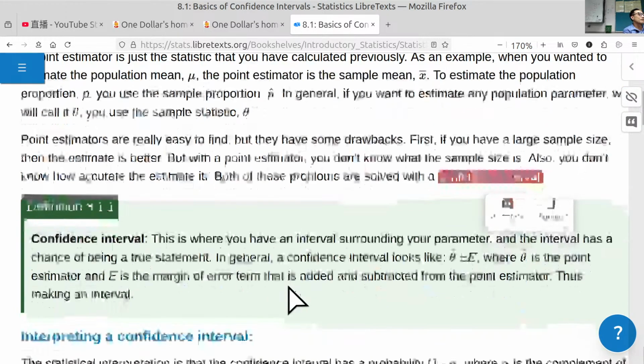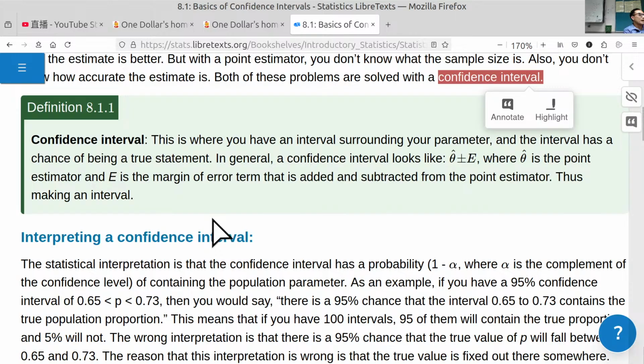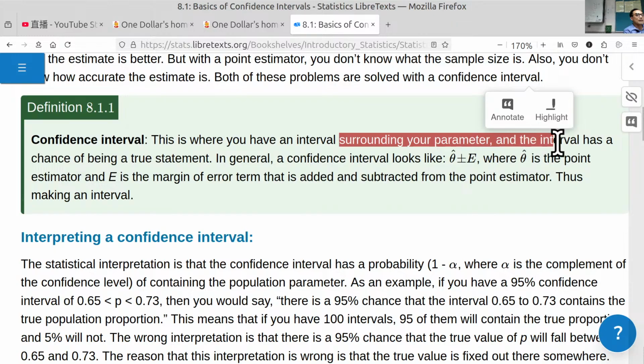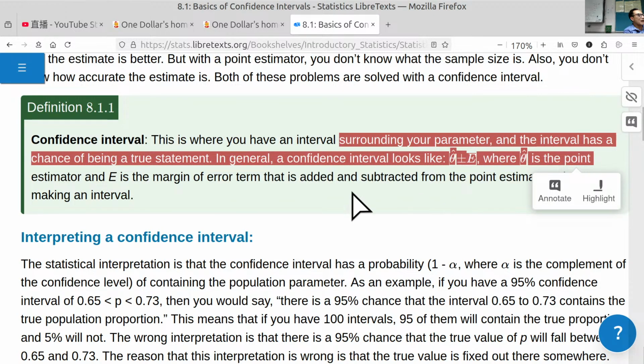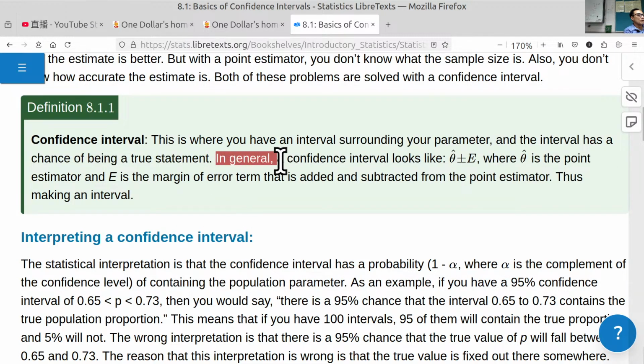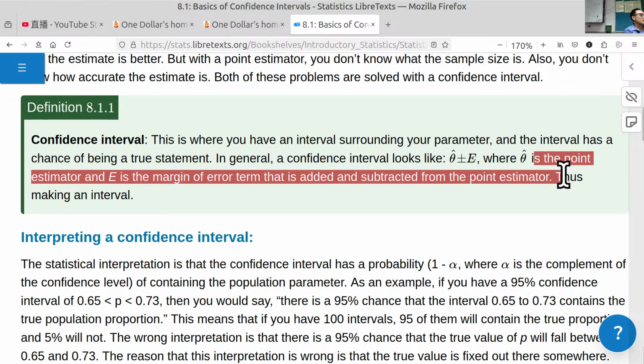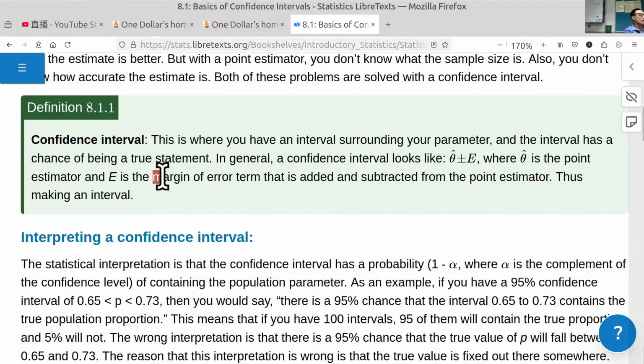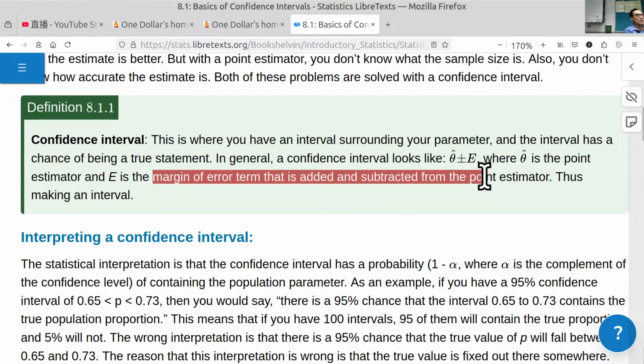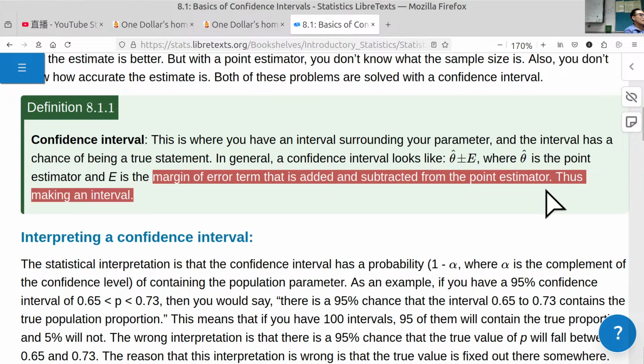Okay, then the definition, confidence interval. This is where you have an interval surrounding your parameter, and the interval has a chance of being a true statement. In general, a confidence interval looks like theta hat plus minus e, where theta hat is the point estimator and the e is the margin of error term that is added to and subtracted from the point estimator, thus making an interval.